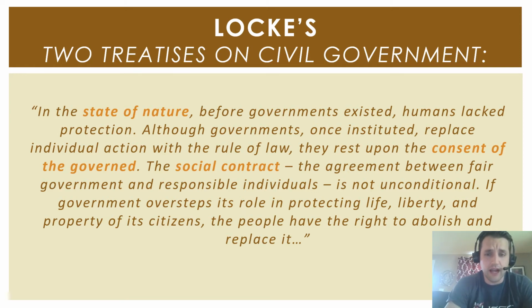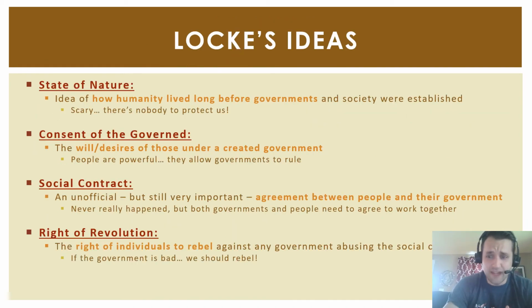Now, the social contract, which is the agreement between fair government and responsible individuals, is not unconditional. If government oversteps its role in protecting life, liberty, and property of its citizens, the people have the right to abolish, which means destroy, and replace it. So there's a lot of big words here, but let's talk about the 4 most important points to really make this make sense. We've got state of nature, the consent of the governed, the social contract, and then this kind of scary right of revolution.